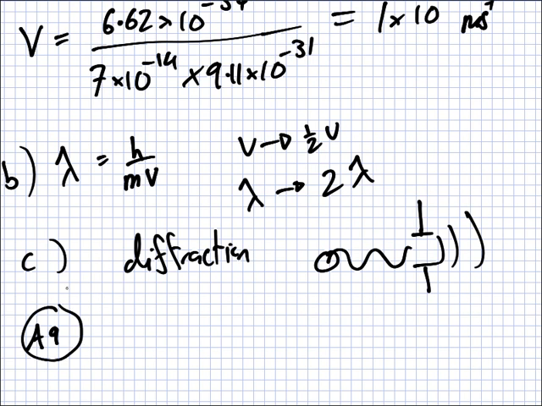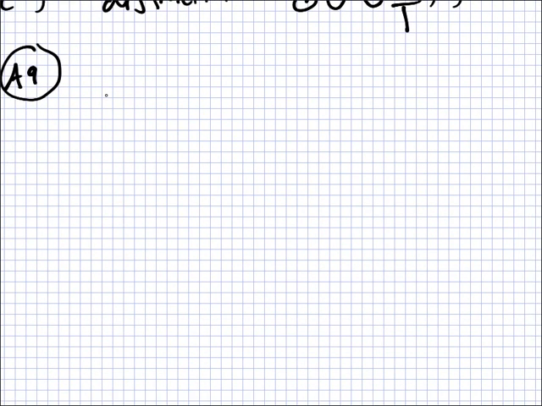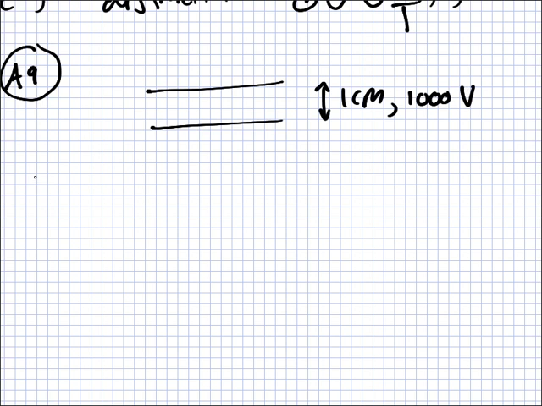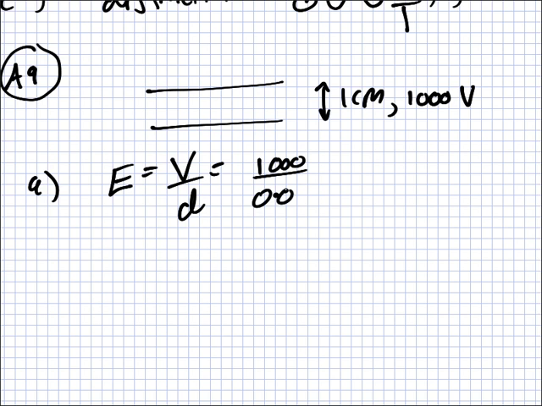A9. Two large parallel plates are arranged at a separation of 1 centimetre and 1,000 volts between them. Okay, 1 centimetre and 1,000 volts. What is the electric field strength? Electric field strength is V over d, which is 1,000 over 0.01, which is 10 to the 5 newtons per coulomb.